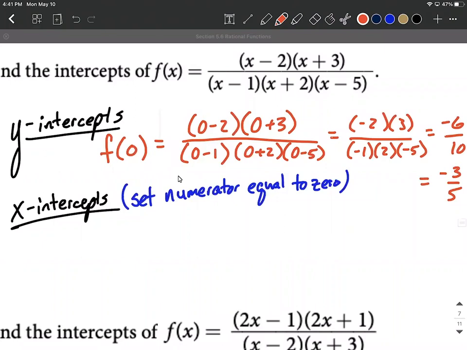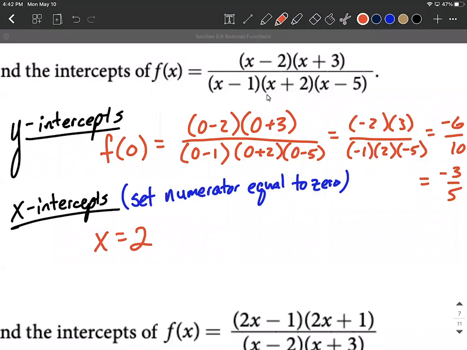Okay, next up, our x-intercepts. This is when we want to set the numerator equal to 0, or visualize what value you would plug into this factor to make the numerator equal 0, or this factor equal 0. Since it's already factored, if this was 0 for this factor, it's multiplied by everything else, so it would make the entire numerator equal 0. So for our first factor, x minus 2, if we were to plug in a positive 2, it would make this factor equal 0.